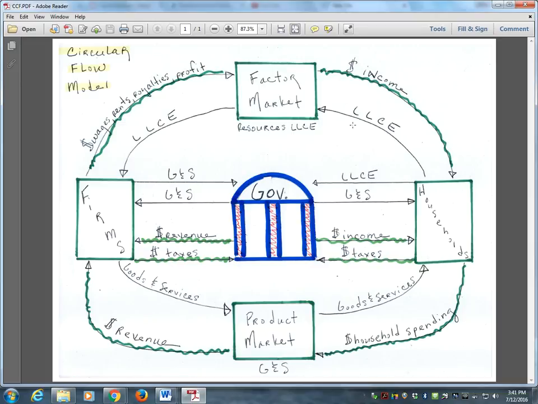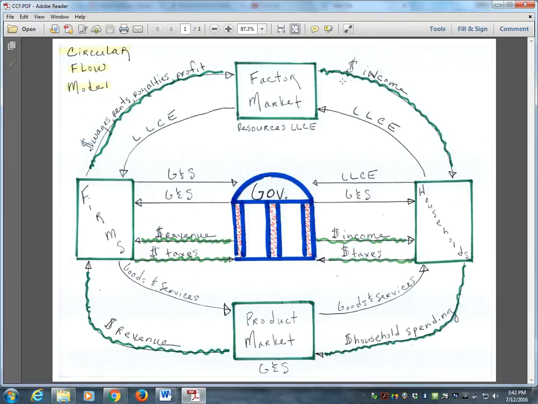Capital. J.K. Rowling is a household, a very rich household. When she supplies the copyright to Harry Potter for it to be made into a movie, she gets paid for that, and she's supplying intellectual capital. And entrepreneurs, all entrepreneurs are households. Bill Gates is a household, and money flows into his household. Here's the money flowing in exchange for the productive resources. It's profit, and it's called income. When money flows into households, we call it income.